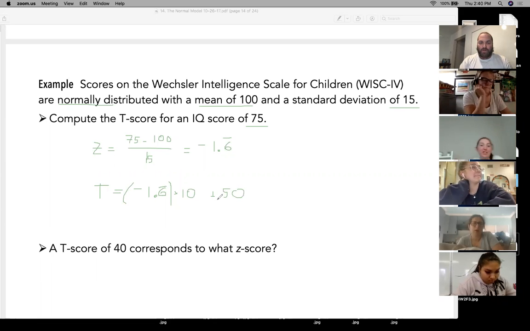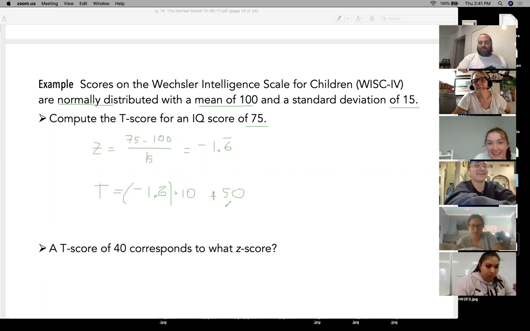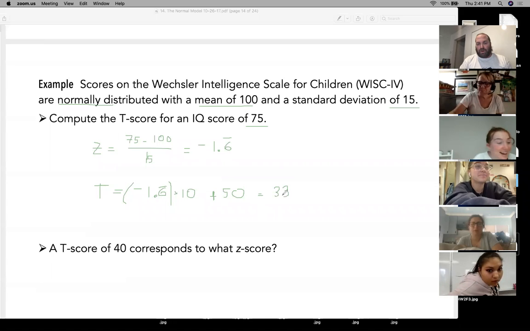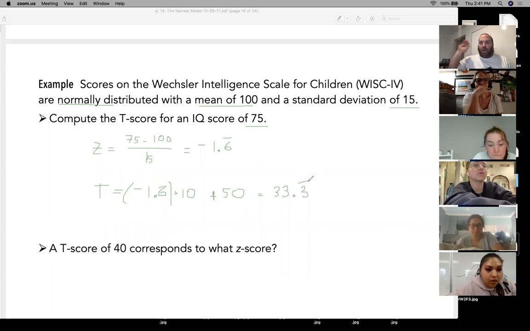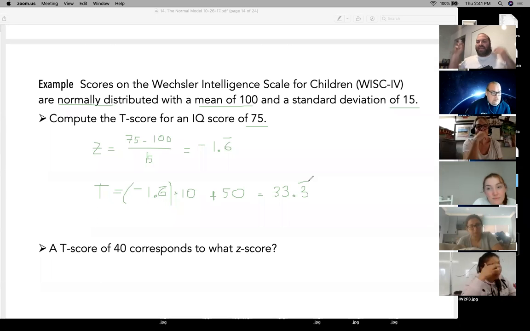Plus 50. Okay, I have a question. How would you multiply the bar? Will it just be negative 1.6? What I do in my calculator, I put a negative 1.666666666. I just put lots of sixes in. The answer is 33.3 bar. I got 34. Did you do negative 1.6 bar? No, I forgot the bar. Sorry. Brain fart. You can't forget the bar.